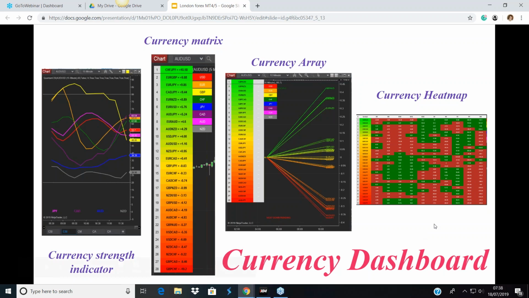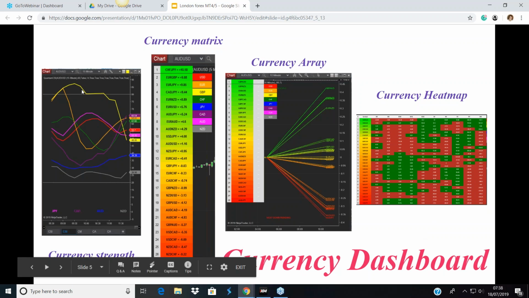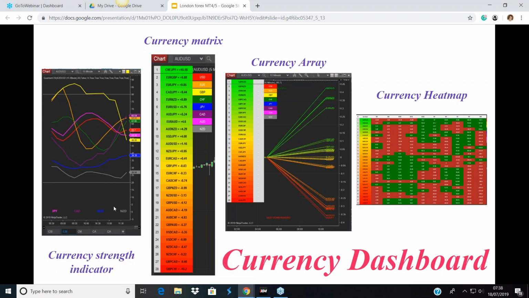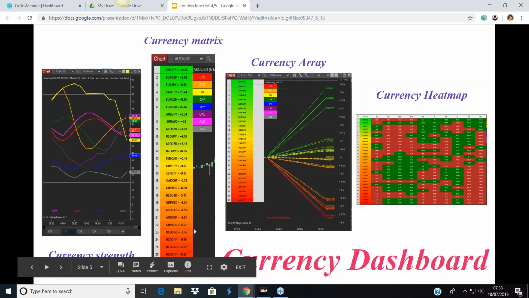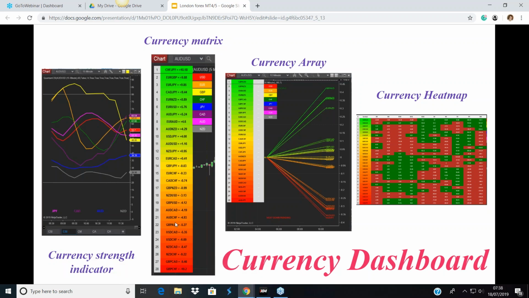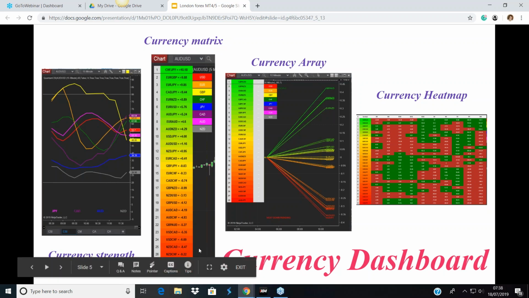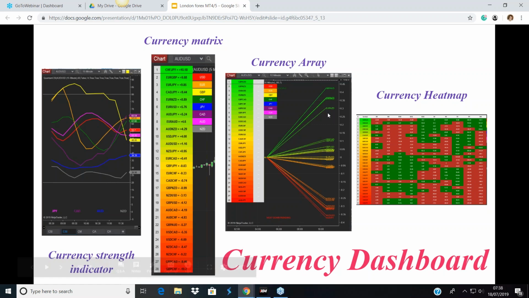So what we do is we always start with what we call the currency strength indicator, which is this one with all the lines. That tells us what's happening on an individual basis. And then we have the matrix, which ranks the pairs, what's moving strongly. On this particular screenshot, we see the strongest one was the Swiss yen, the weakest was the pound Swiss. We have the array, which is a measure of the strength of the move that we can see in the pairs. It's kind of a momentum indicator.